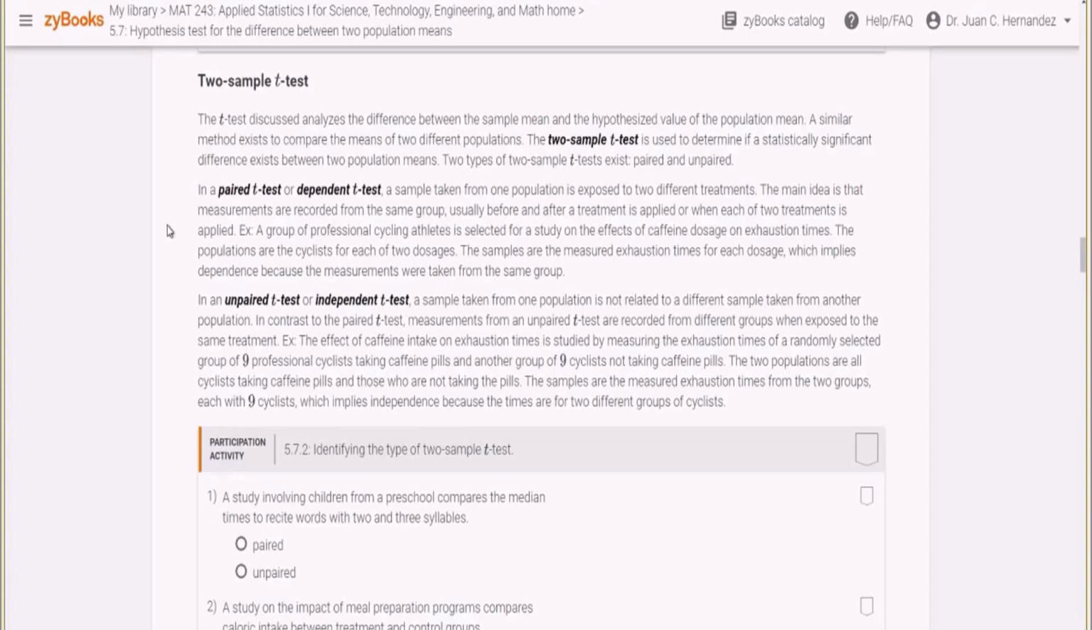In the case of the unpaired t-test or independent t-test, a sample is taken from one population, however, it is not related to a different sample taken from another population. So comparing it to the paired t-test, measurements taken for an unpaired t-test are recorded from different groups when exposed to the same treatment.